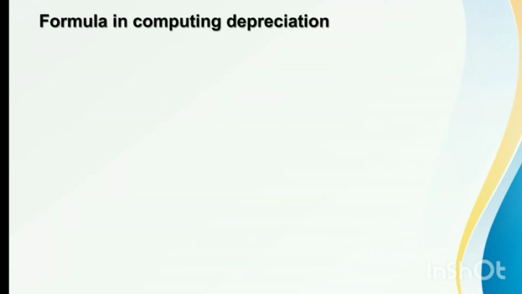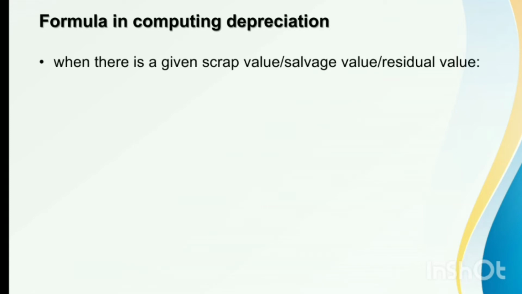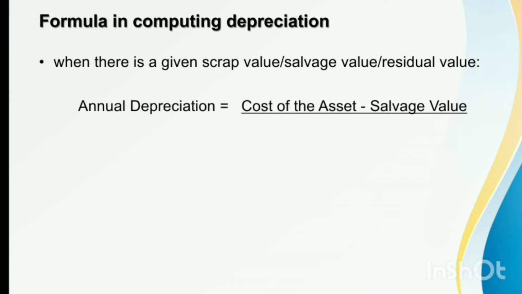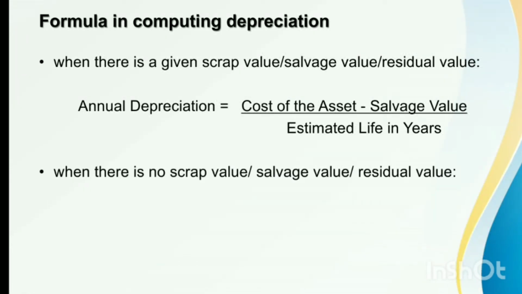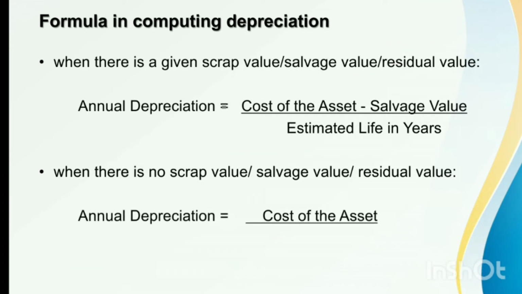Under the straight line method, the annual depreciation is computed using the following formulas. If there is a given scrap value or salvage value or residual value, the formula is annual depreciation equals cost of the asset minus salvage value divided by the estimated life in years. If there is no scrap value, salvage value, or residual value, the formula is annual depreciation equals cost of the asset divided by the estimated life in years.